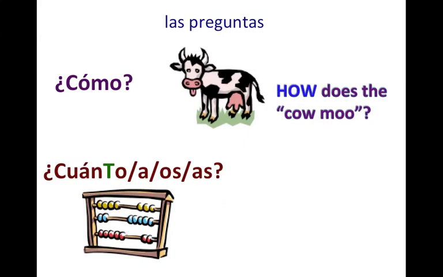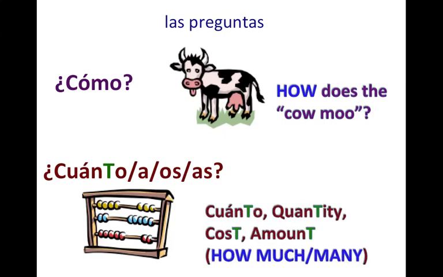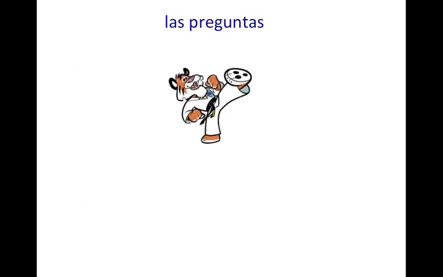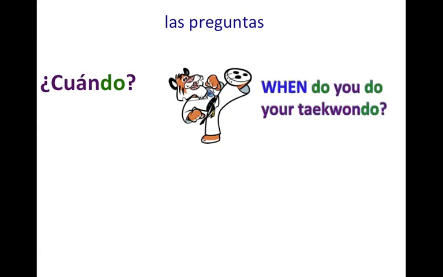¿Cuánto? ¿Cuánta? ¿Cuántos? ¿Cuántas? ¿Cuánto? Quantity. Cost. Amount. How much? How many? Notice all those T's. Let's say it again. ¿Cuánto? Quantity. Cost. Amount. How much? How many? Repitan. ¿Cuándo? When do you do your taekwondo? ¿Cuándo? When?